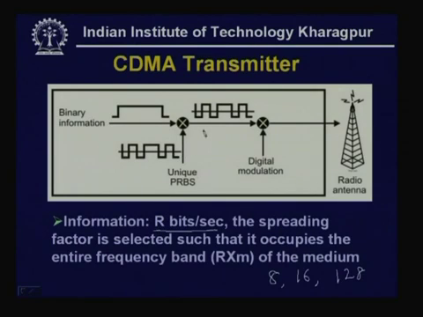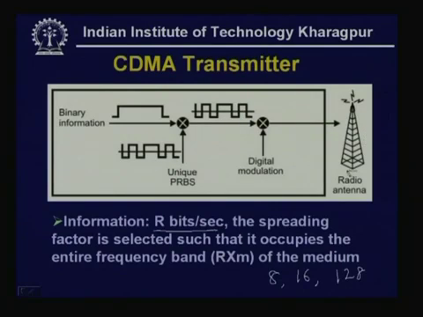After multiplying, this is the signal that is generated, and now you can perform digital modulation like QAM or QPSK. Then you can transmit by using an antenna. So this is how the transmission is performed, and as you can see, the bandwidth here is 8 times the bandwidth of each of the channels.